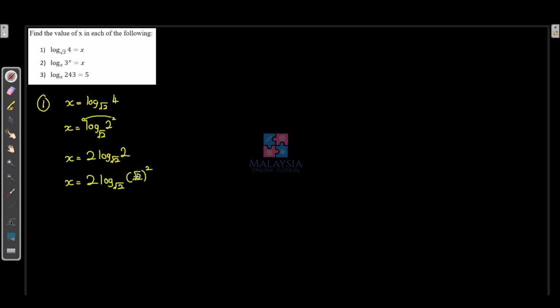Because you know that when you have square root 2 to the power of 2, you are going to get 2, meaning we get back what we have over here. So then we can shift the 2 to the front. So we get x equals 4 log of base square root 2 and then another square root 2. Then you know that when the base and inside is the same, it is going to be equal to 1. So now your x is going to be equal to 4.